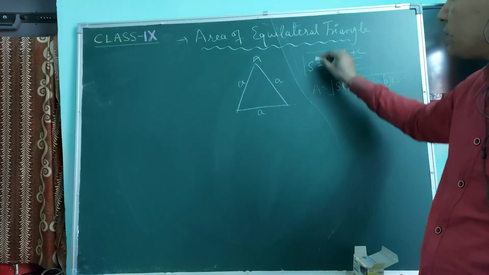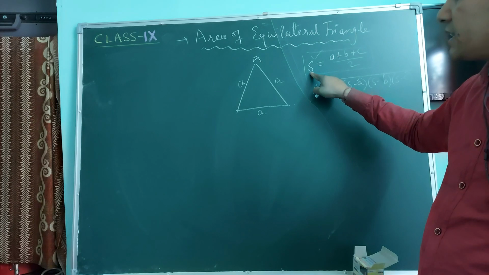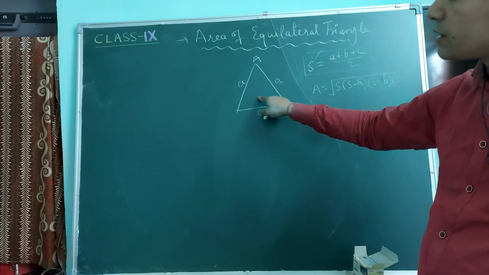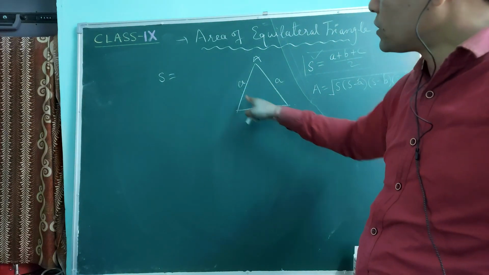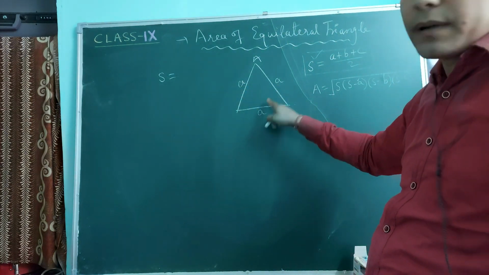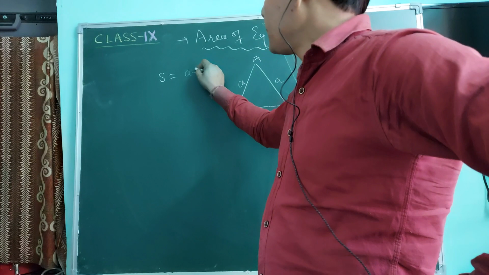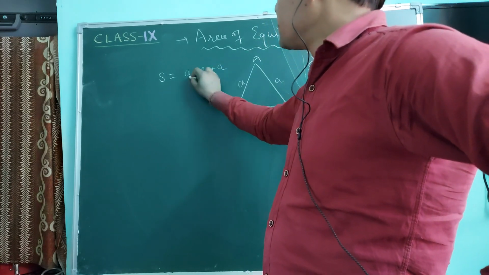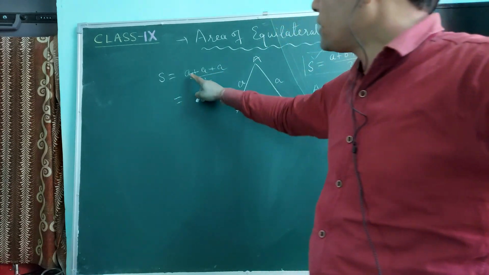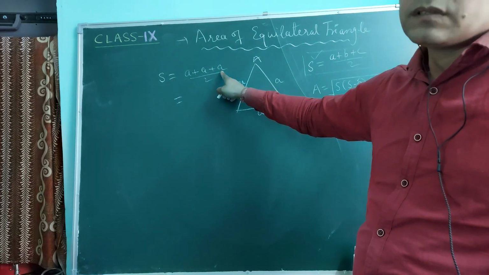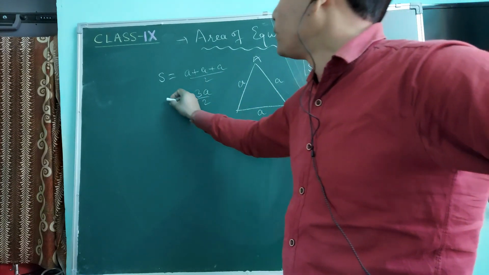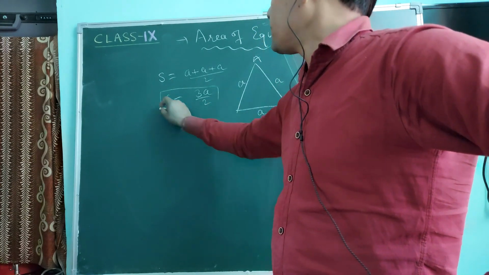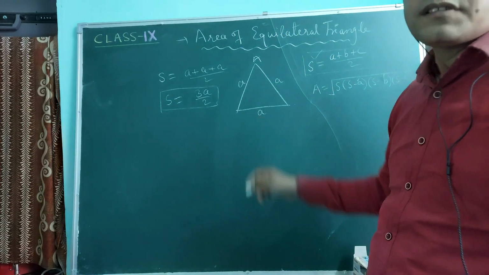Now we can find S, the semi-perimeter of the triangle, for this equilateral triangle. Suppose this S is the sum of all three sides, means A plus A plus A, divided by 2, and A plus A plus A means 3A. Then 3A divided by 2. This is the semi-perimeter for this equilateral triangle.